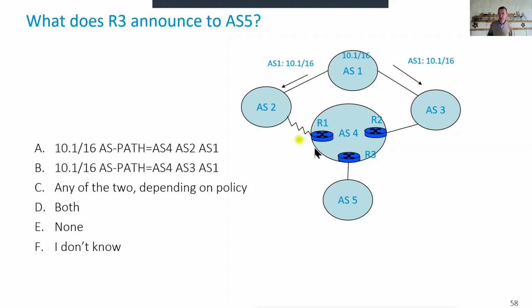What would R3 in such a setting announce to R5, to AS5 here? Quick poll.